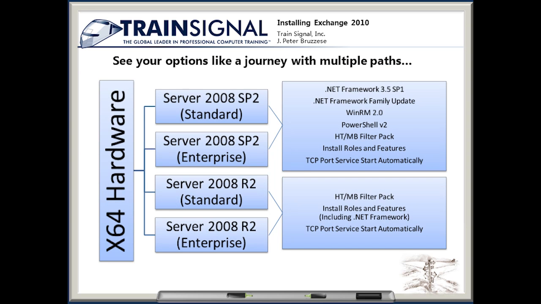Okay, so you want to imagine that your options for installation are like a journey with multiple paths. Depending on which path you choose, you're going to have different things that you're going to need to worry about. So here you can see if you have Server 2008 SP2, you have one set of things that you have to worry about, as opposed to if you're going with R2, which is the latest and greatest server from Microsoft, well, then you're going to have fewer things to worry about overall. Server 2008 R2, because it's the later server operating system, is just designed to be easier for Exchange to install on top of it.